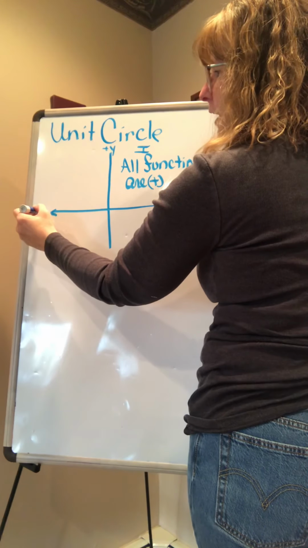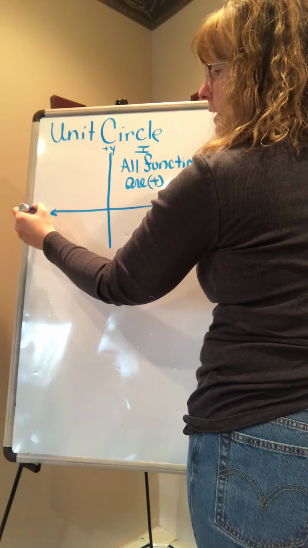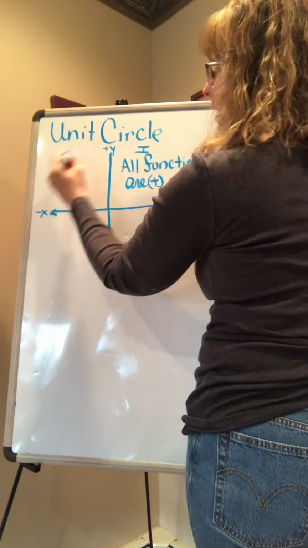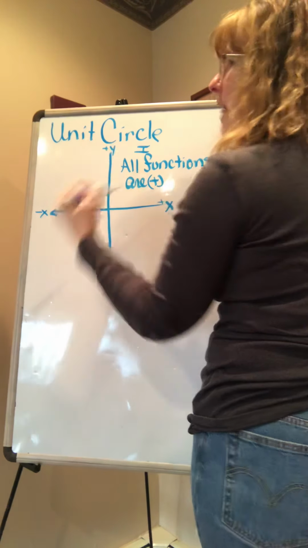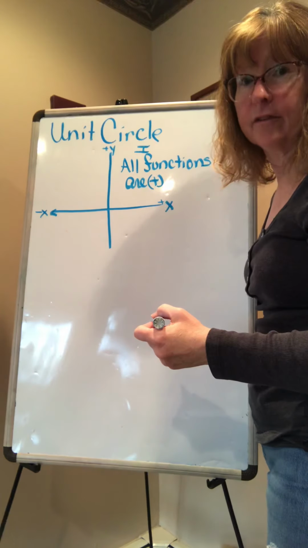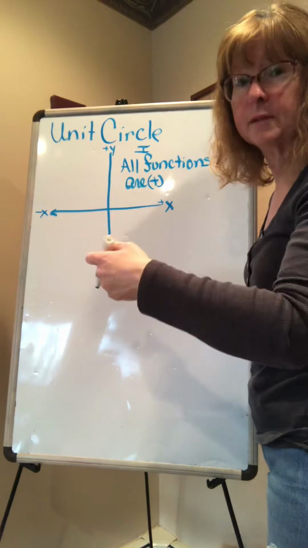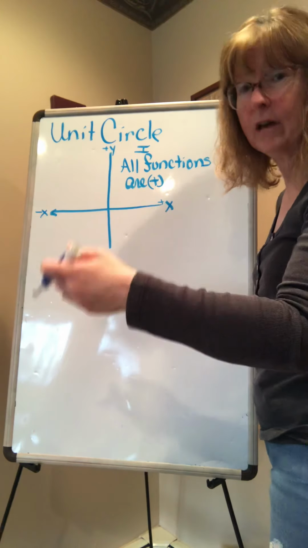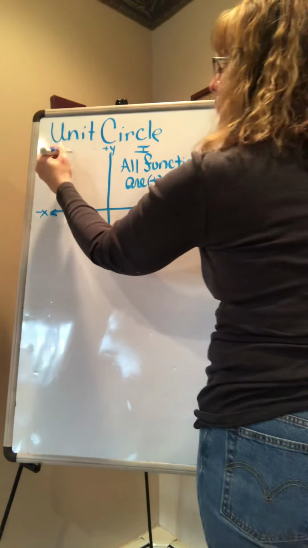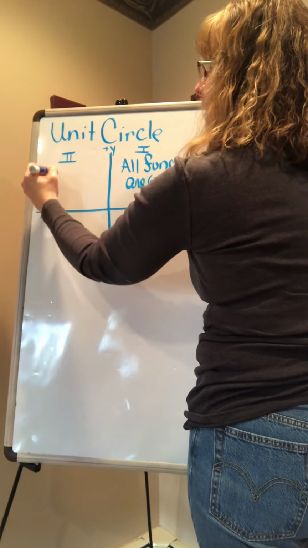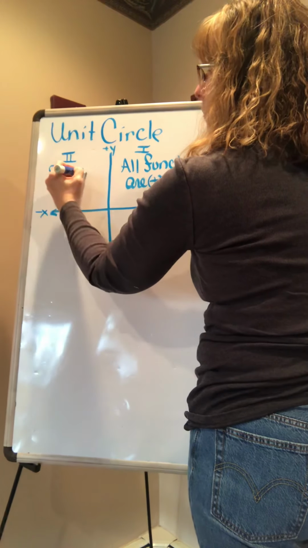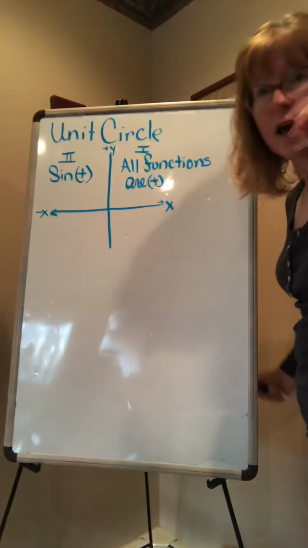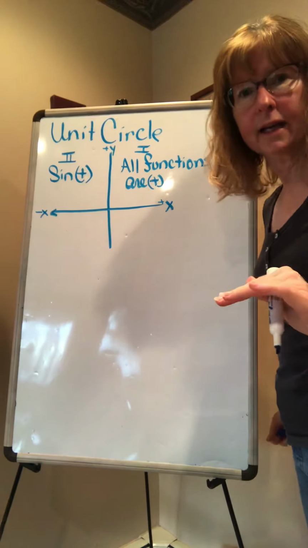Now, quadrant 2 has a negative x coordinate and a positive y. Since cosine is x, cosine is negative in this quadrant. Sine is positive. That also makes tangent negative, because tangent comes from sine divided by cosine, and a positive divided by a negative is a negative. So quadrant 2 is considered to be sine's quadrant, because sine is positive, cosine and tangent are negative.